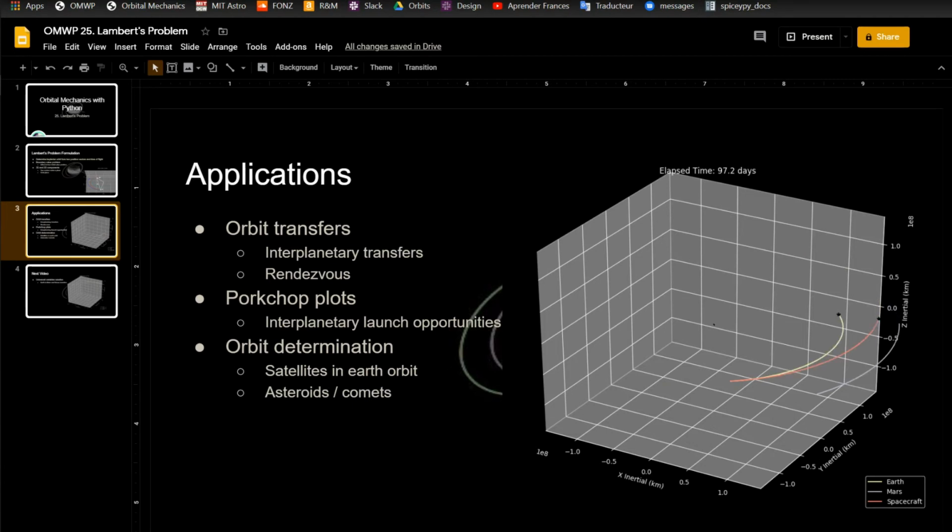Porkchop plots, if you haven't seen those before, I'll show an example, but what they are is just a 2D grid of launch opportunities. Say I want to leave sometime between July and August, and I want to get there next year, again between July and August. You can give it a range of dates, and then you solve Lambert's problem for every single combination of dates and get a contour plot.